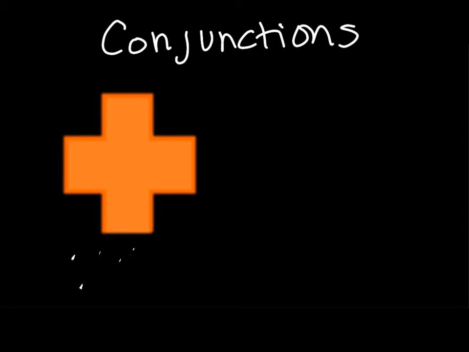Okay, so it's a plus sign and it's orange. You might be going, why is it orange? Well, just like when you combine two colors like red and yellow, you will get orange. So it's combining of two things. You can also think of it like math with a plus sign. You're adding two things together or adding two ideas together.